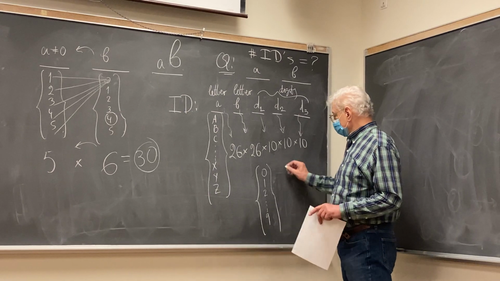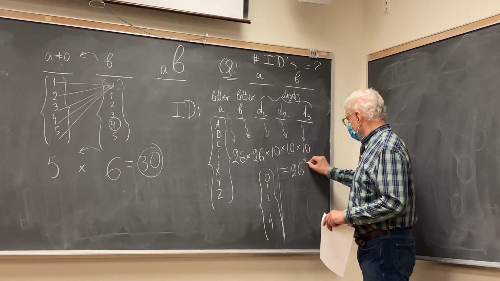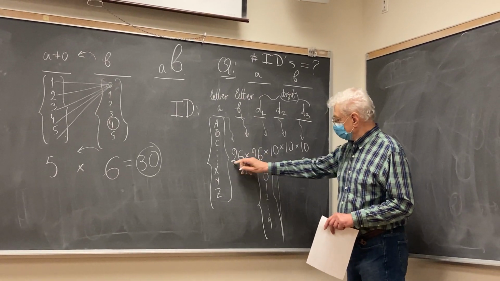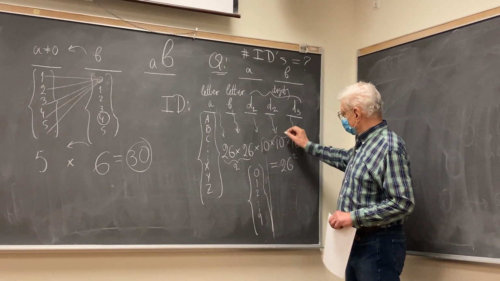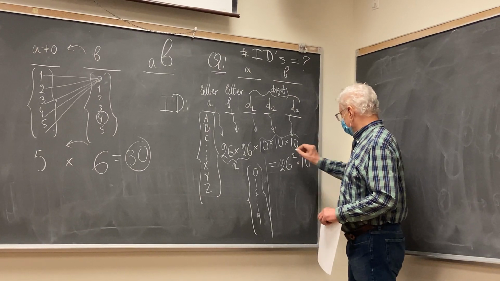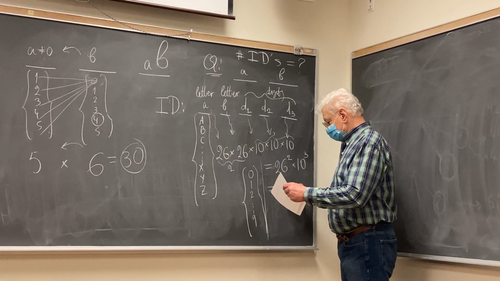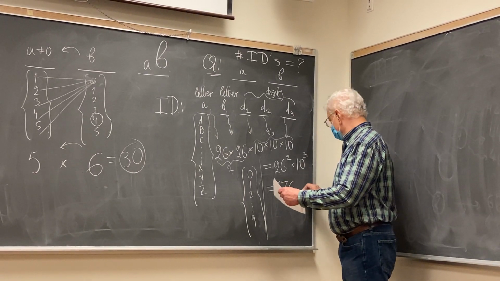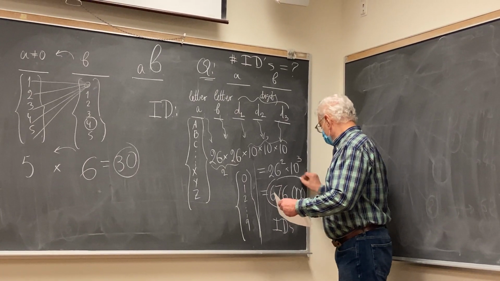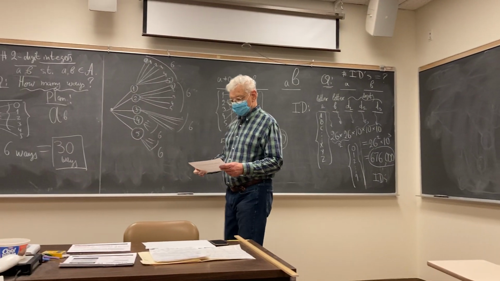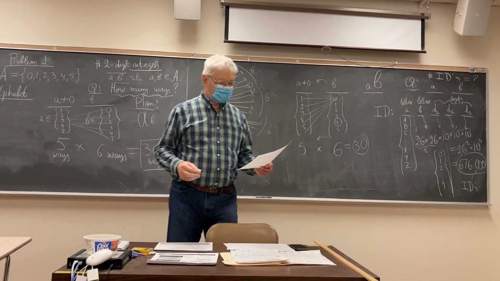In total, this can be written as 26 squared, because it's 26 times 26, taken 2 times. And 10 times 10 times 10 is 10 to the power 3, because there are 3 of them. And the answer is 676,000 IDs. Okay, so we solved a pretty difficult problem, but this is one of the simplest problems in this area. I hope you understood the idea, and if you have any questions, please ask.